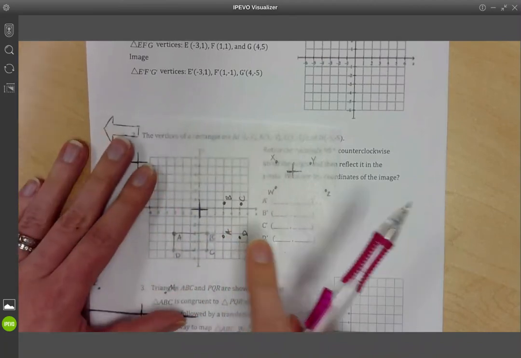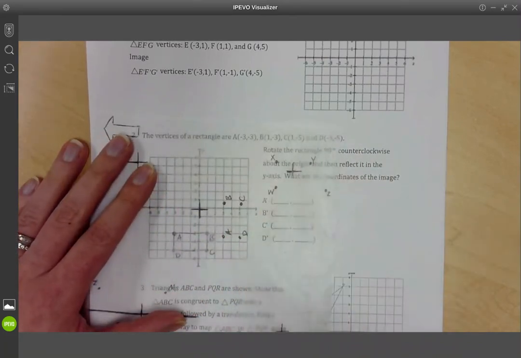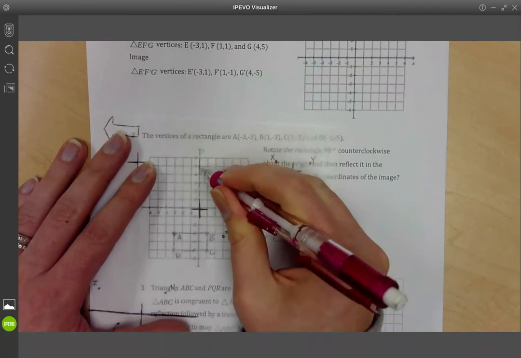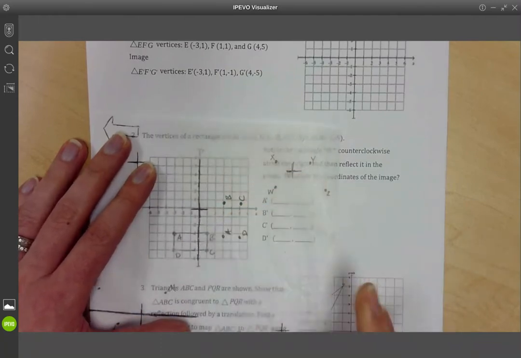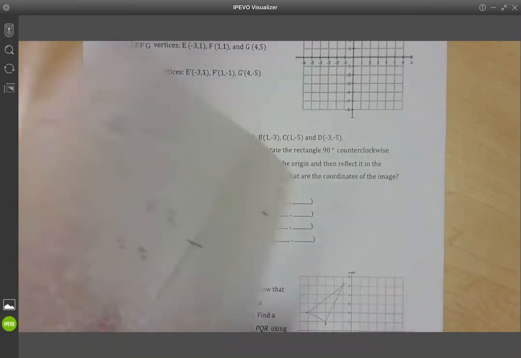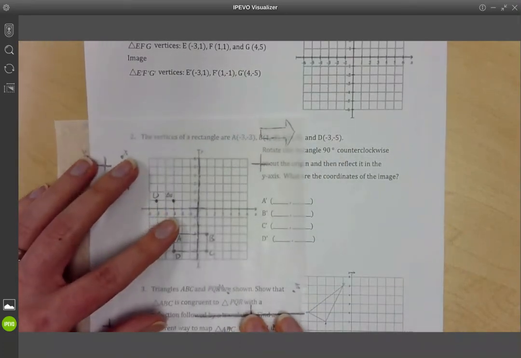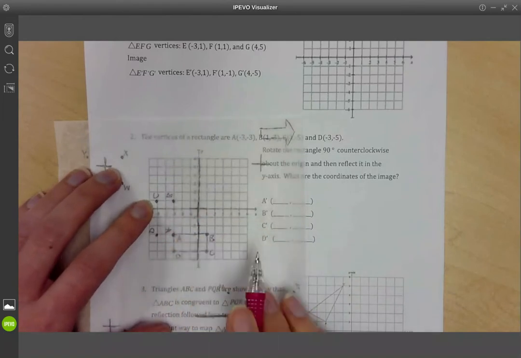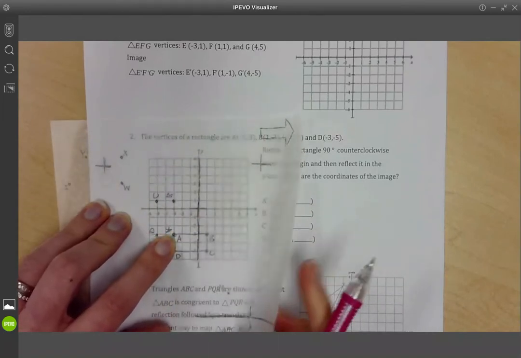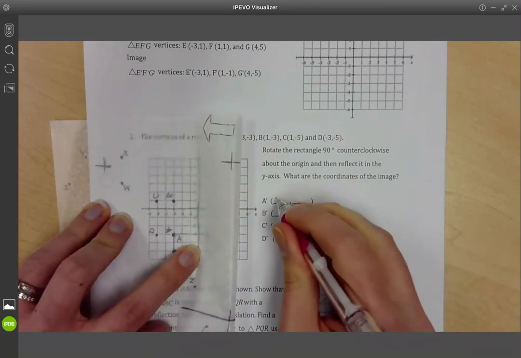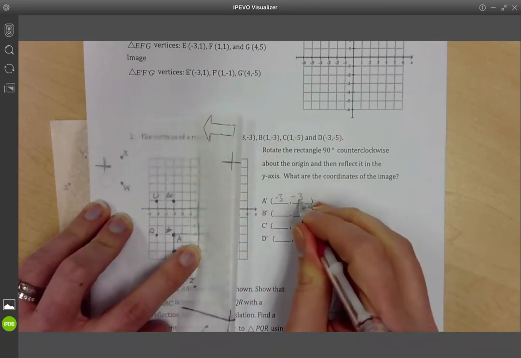That's step 1, but then it says reflect it in the y-axis. So now that we've spun it, now we're going to reflect it across y. So we're going to flip it over. All right, we've flipped it over. We now have our new coordinates. We know where to read them at. So A is at the same location it used to be. A prime is at -3, -3.